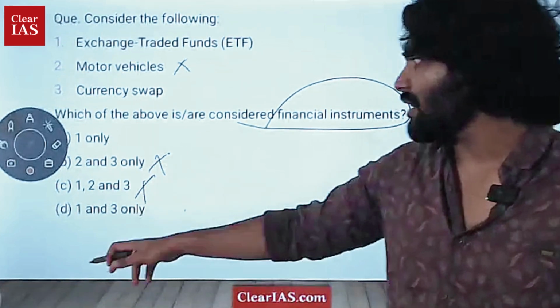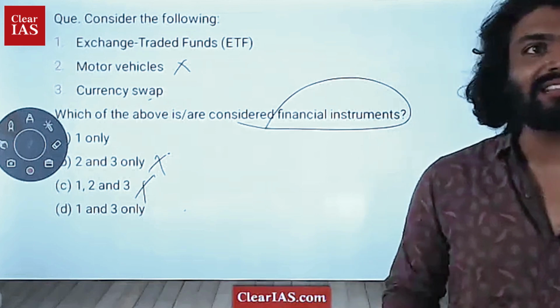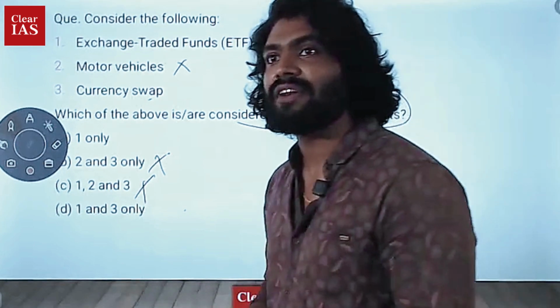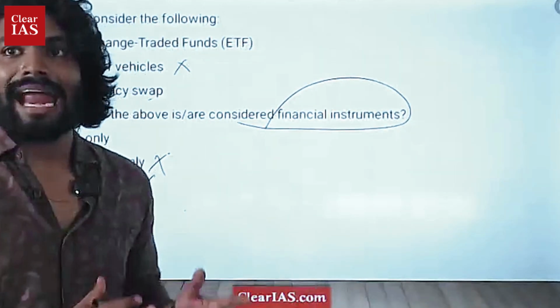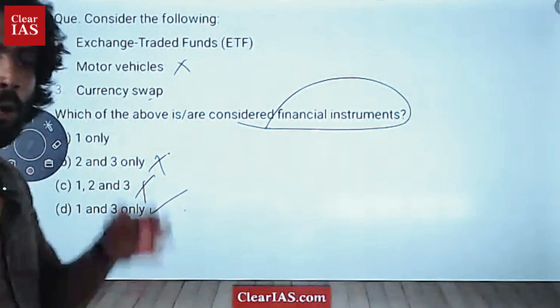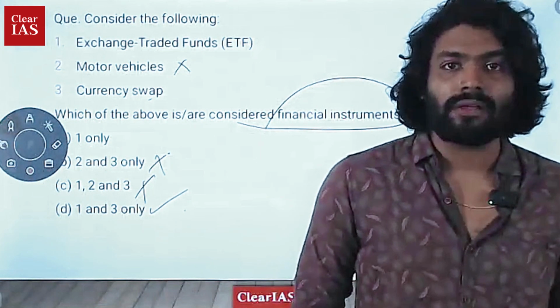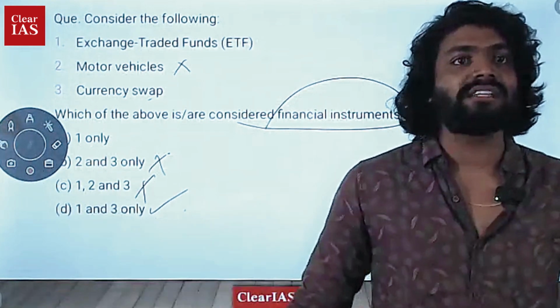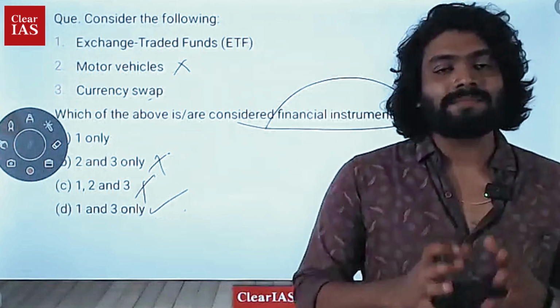there are 2 options. Currency swap, obviously, currency is being swapped. There is a transaction of a financial entity. Obviously, the answer is 1 and 3. Very simple question. Go back to the basics. Just go back and read your NCERT fundamentals. We have had our NCERT classes. We have a specific module.